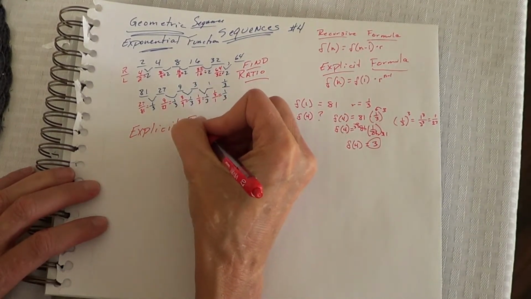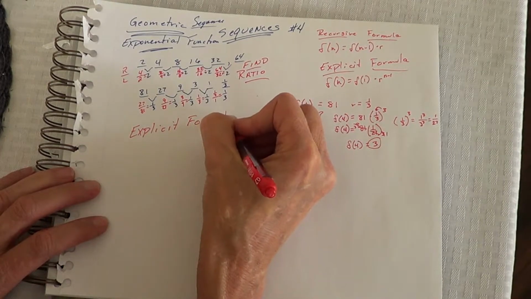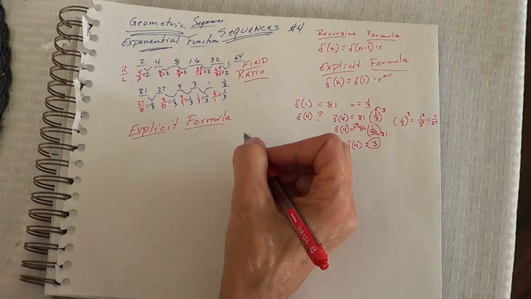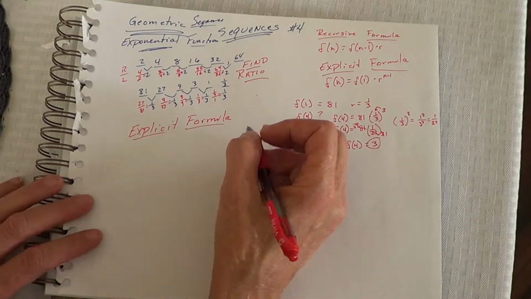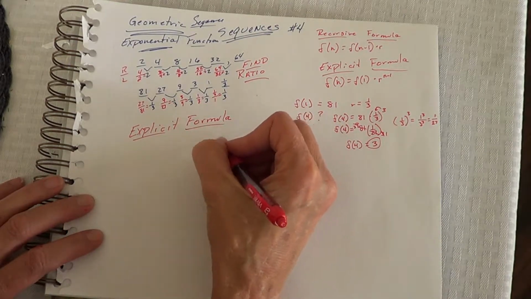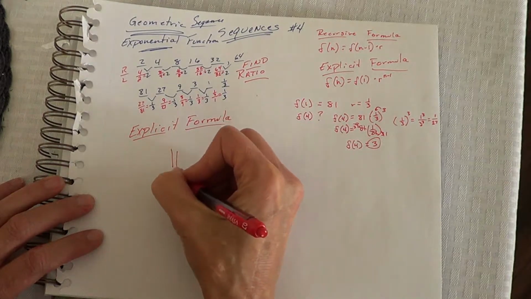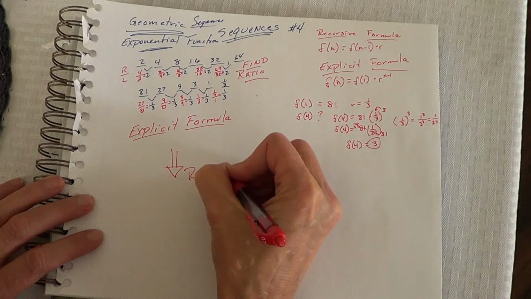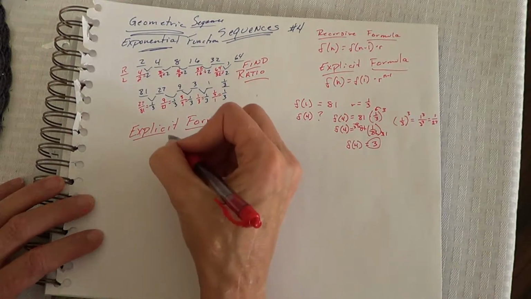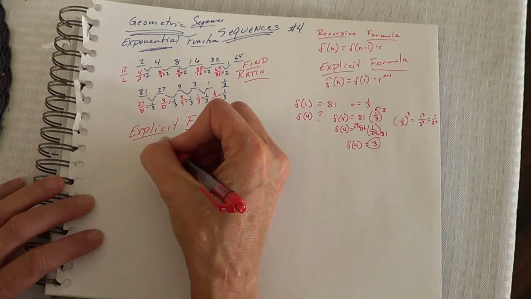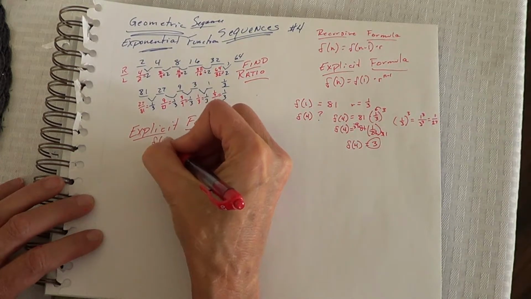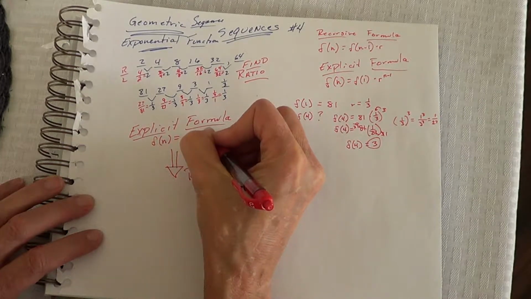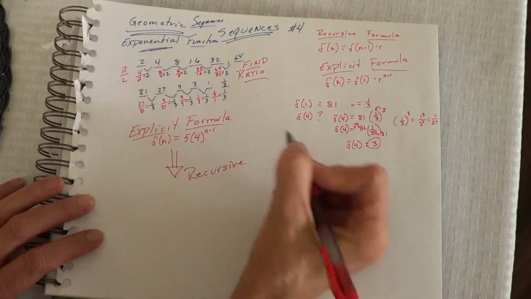Now, let's say that I give you an explicit formula like I did yesterday. In fact, for some of you, I went ahead and took you into this geometric sequence stuff yesterday. So I'm going to give you explicit, and I want you to come up with recursive. So it is f of n equals 5 times 4 to the n minus 1.